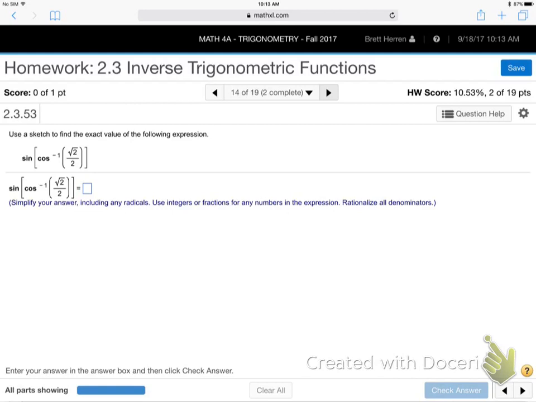Okay, so let's try that one. So sine of cosine inverse of root 2 over 2. Okay, so try that one.